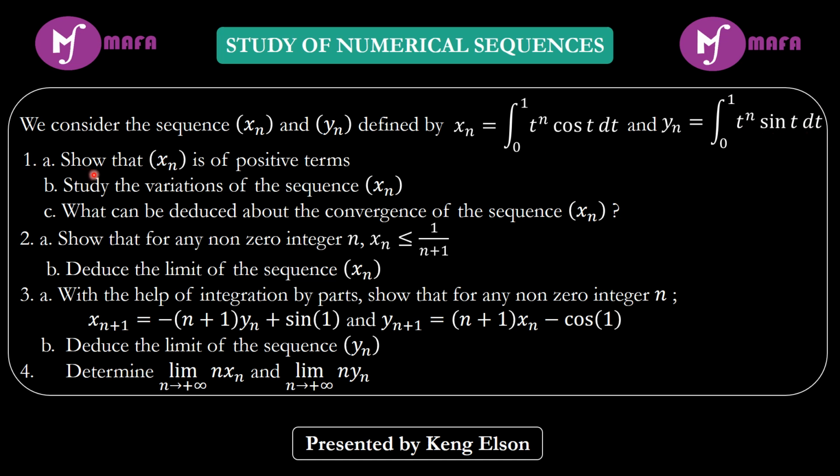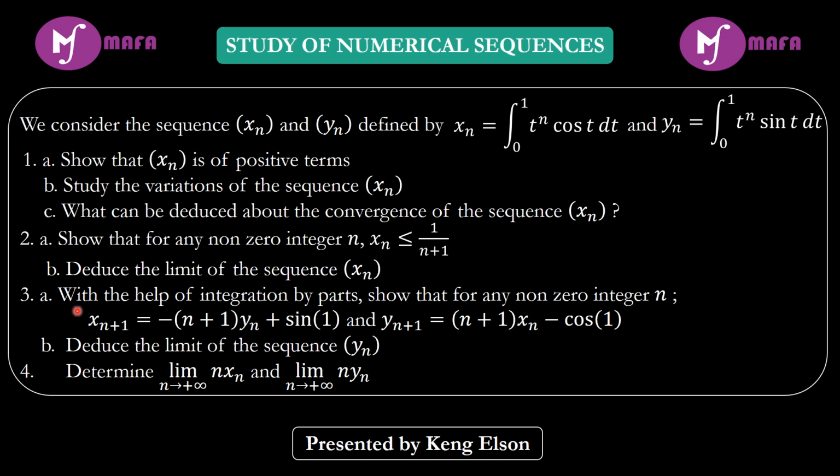Question 1a, show that xn is of positive terms. Question 1b, study the variations of the sequence xn. Question 1c, what can be deduced about the convergence of the sequence xn? Question 2a, show that for any non-zero integer n, xn is always less than or equal to 1 over n plus 1. Question 2b, deduce the limit of the sequence xn.